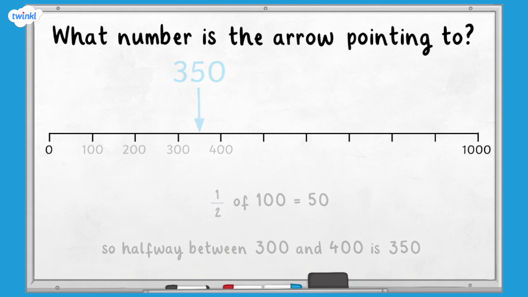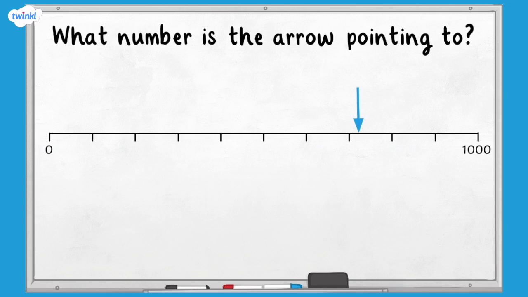On the same number line, what number is this arrow pointing to? We already know that each interval is 100, so we can mark those on the number line. The arrow is closer to 1000 than 0, so we can count back from 1000 in hundreds. 1000, 900, 800, 700. The arrow is pointing between 700 and 800.